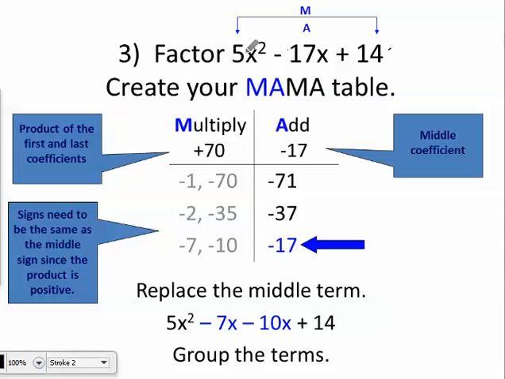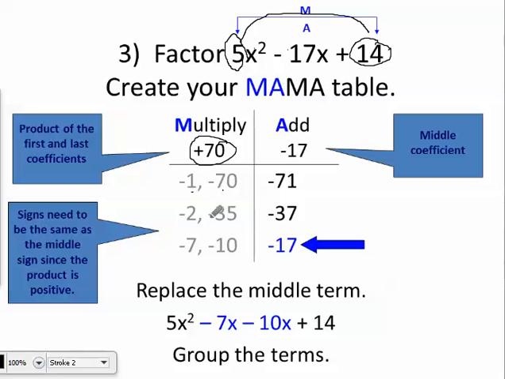Well, you know what? See how this 5 times the 14? That's where the 70 comes from. I multiply these two terms together, okay? When I multiply them together, that's what I'm trying to find the factor of.